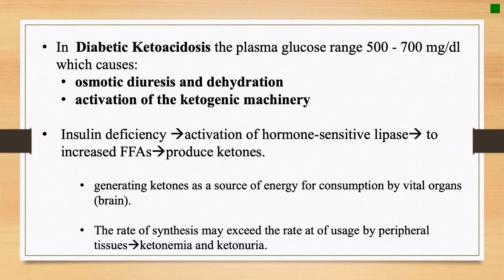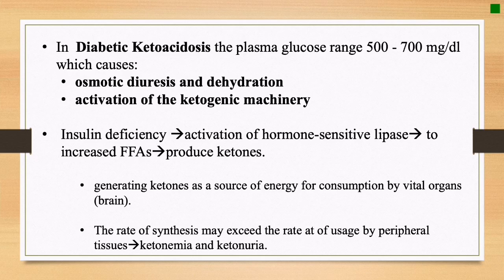Due to the absolute insulin deficiency and the unopposed effects of the counter-regulatory hormones, mainly epinephrine and glucagon, the plasma glucose level ranges between 500 and 700 mg per deciliter. This results in osmotic diuresis and dehydration. Osmotic diuresis is defined as the increased urination rate due to the hyperglycemia.